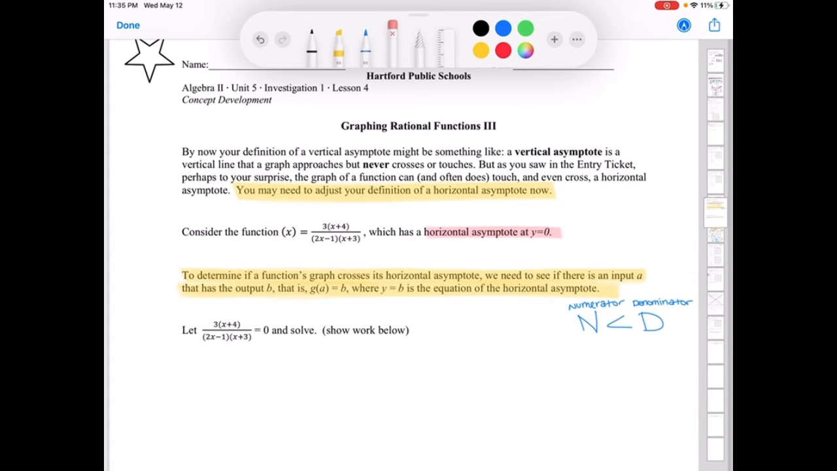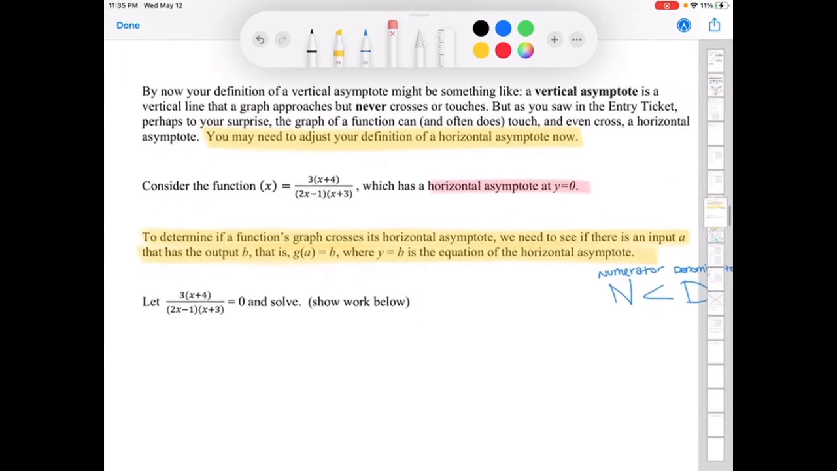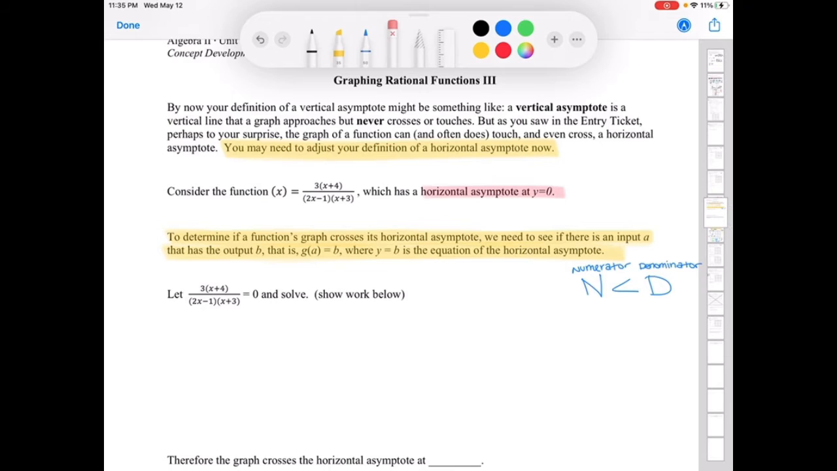So we already kind of spoke about how we just saw there was an intersection on our asymptote, and we didn't think that was possible. So we might need to adjust our definition of a horizontal asymptote for right now. And right now we're just going to consider this function, which does have a horizontal asymptote at y is equal to 0. So they give you that.